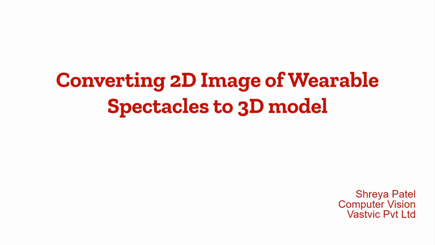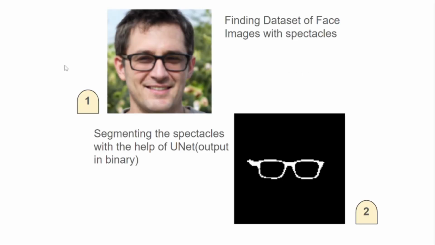We are developing an innovative algorithm that converts 2D images of wearable spectacles into 3D models. So, in this journey of converting a 2D image of spectacles to a 3D model, I first engaged myself in finding the data set of face images with spectacles along with their mask depicting the location of the spectacles. After this, I used the UNet model for segmenting the spectacles from the original image with the output in binary form.